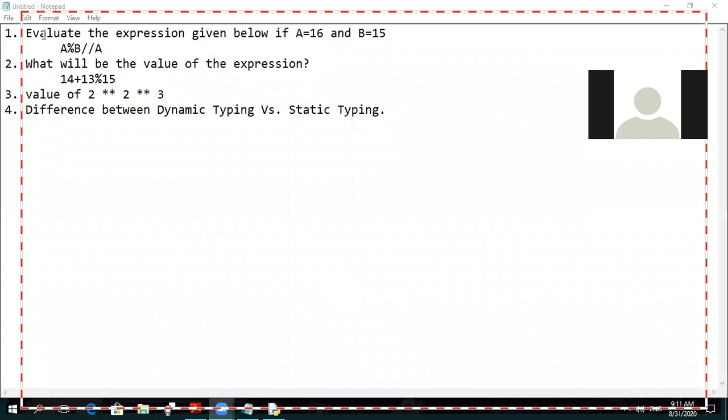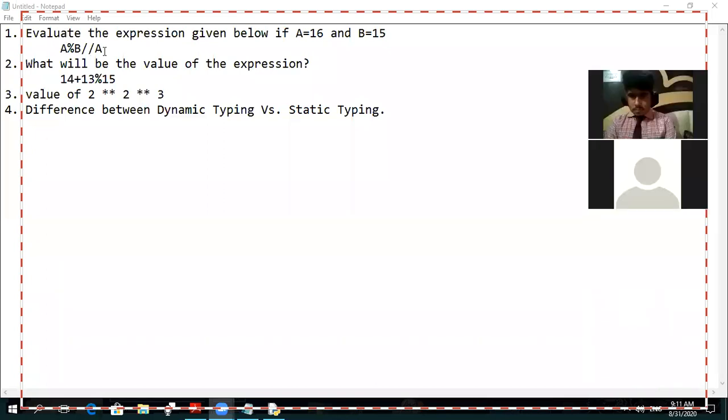So first question you have to solve. Evaluate the expression given below. A equals to 16 and B equals to 15. And the expression is A modulus B floor division A. Try to solve this question and answer you have to give in the chat box. Do fast.